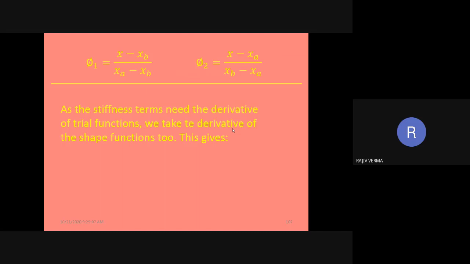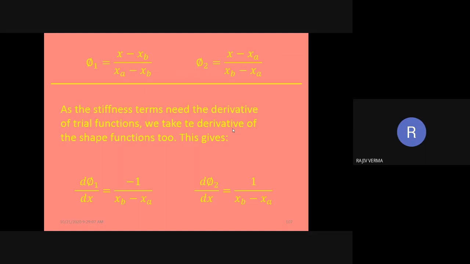And since the stiffness matrix consists of terms which happen to be derivatives of shape functions, we require the derivatives of these two shape functions phi 1 and phi 2 also. As the stiffness terms need the derivatives of trial functions, we take the derivative of the shape functions. This gives d phi 1 by dx equal to minus 1 divided by xb minus xa as the derivative of shape function number 1, and correspondingly 1 divided by xb minus xa to be the derivative of shape function number 2.